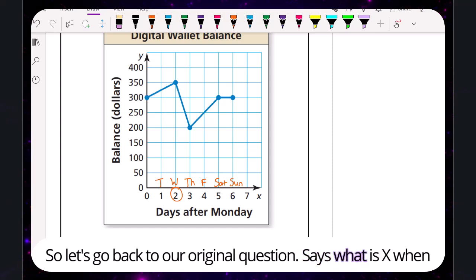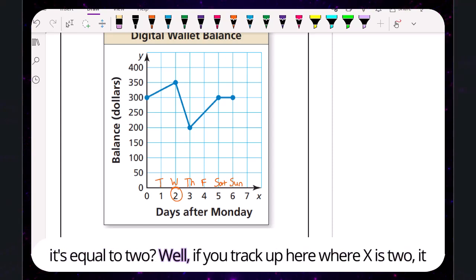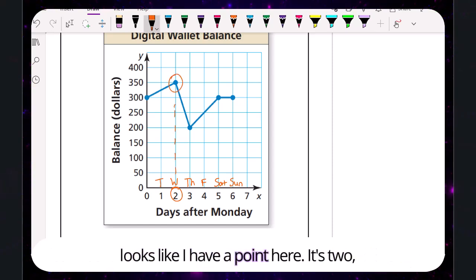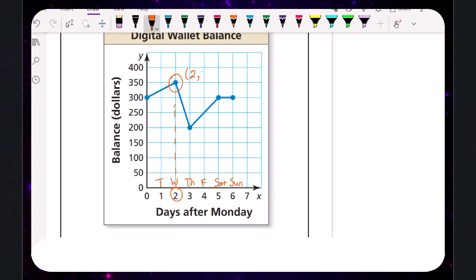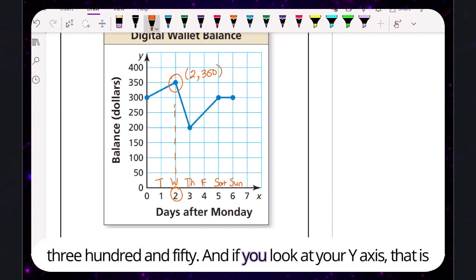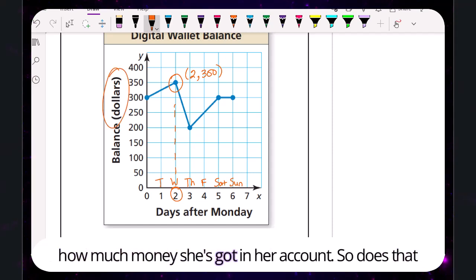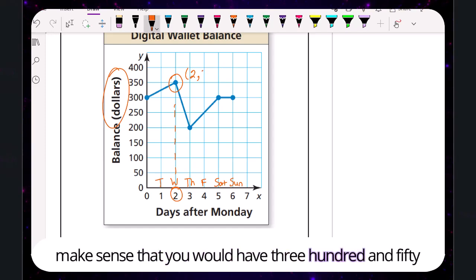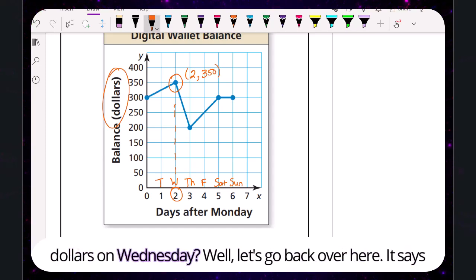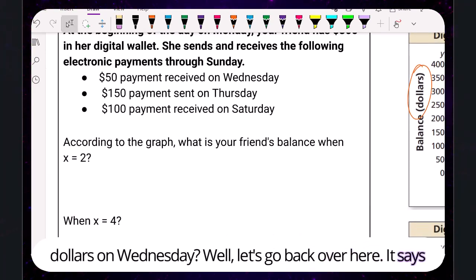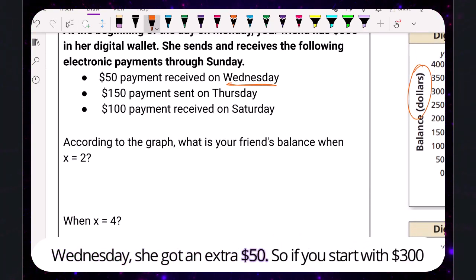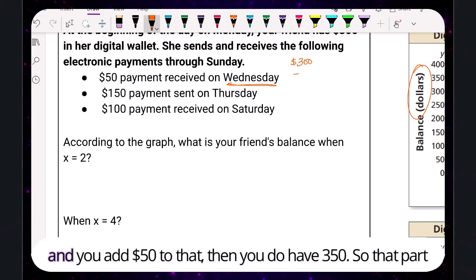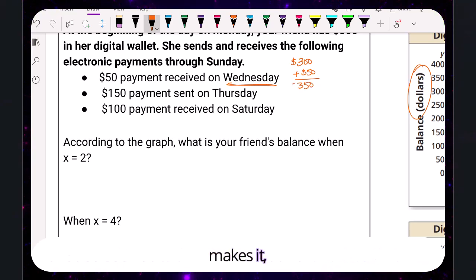It says, what is the balance when x is equal to 2? If you track up here where x is 2, it looks like I have a point at 350. If you look at your y-axis, that is how much money she's got in her account. Does it make sense that you would have $350 on Wednesday? Let's go back over here. It says Wednesday, she got an extra $50. So if you start with $300 and you add $50 to that, then you do have $350. That part makes sense.